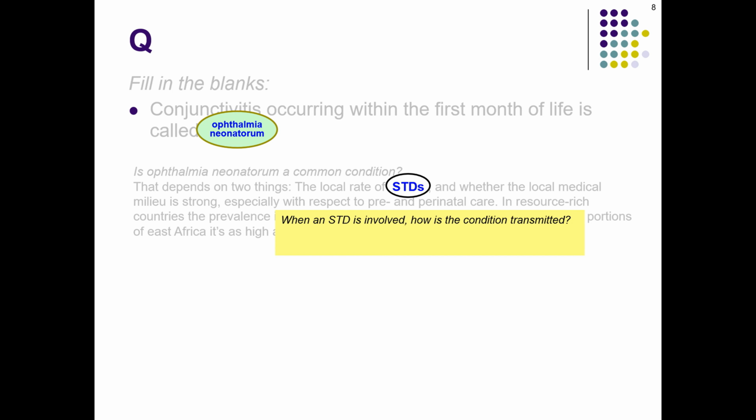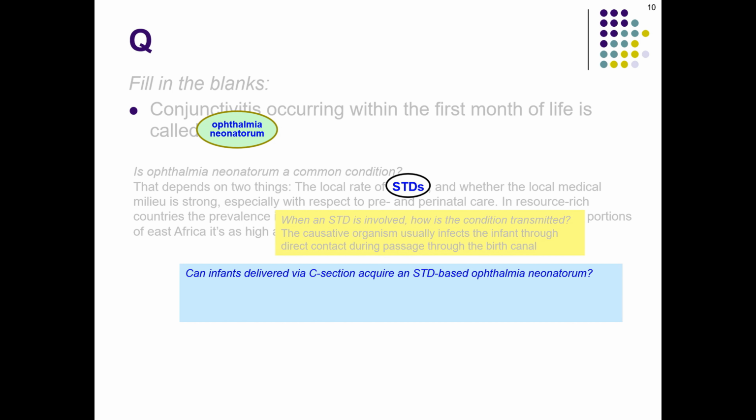So if a sexually transmitted disease is involved, how is the condition transmitted? Mainly the causative organism usually infects the infant through direct contact during passage through the birth canal. So mainly through direct contact through the birth canal, okay?